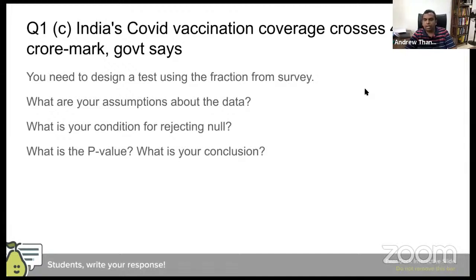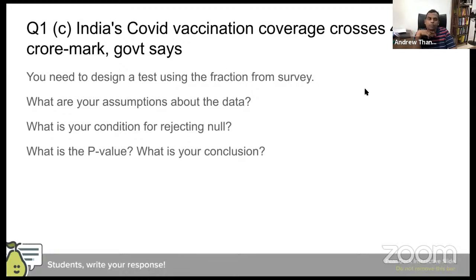Putting it on the chat as well for those who couldn't see the screen share. We sampled 31 people in this call, and 21 have said yes, they got at least one dose of vaccination, and 10 have said no.